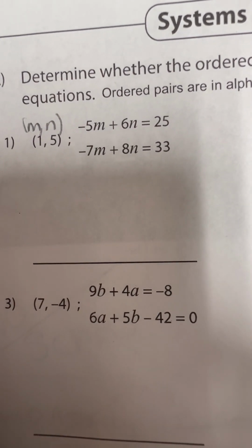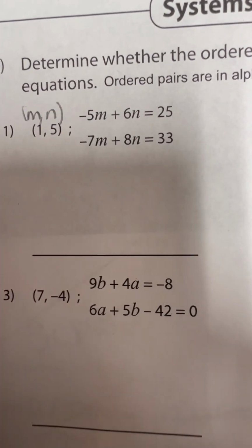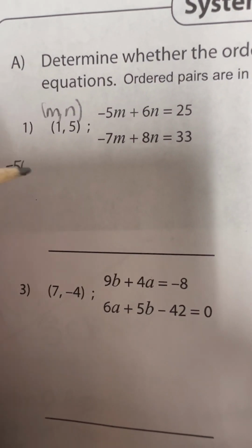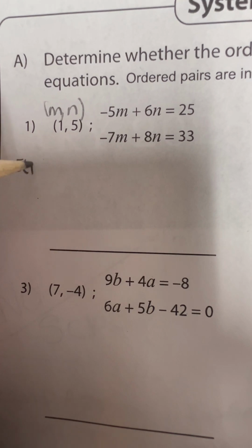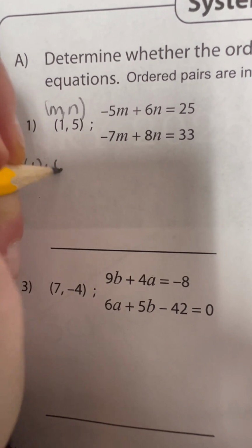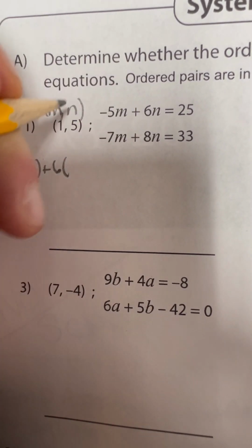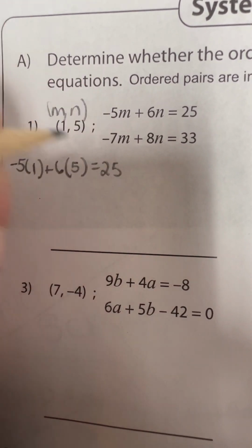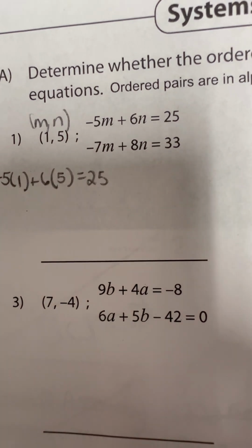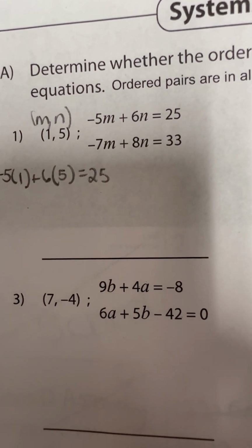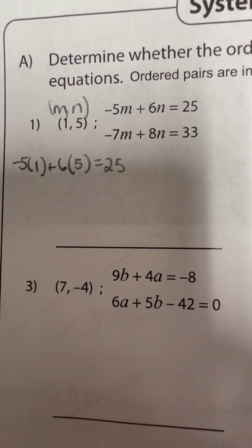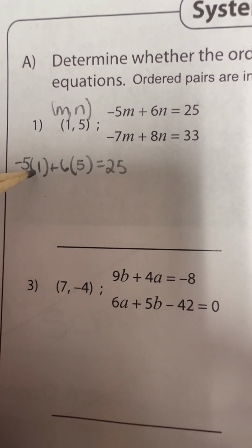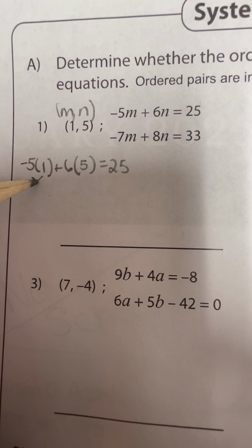So where you find them, you are going to take the equation, the first one. Let's start with the first one, -5, and then we're going to replace the M with a 1 because that's what we're saying that it is, plus 6, and then we're going to change that N in parentheses to a 5 because that's what it says that it is, and check to see if that works. If it doesn't work, it's not a solution. If this works for this one and doesn't work for the second one, then it's not a solution. It has to work for both equations. In a case where you're doing more than 2 equations, it has to work for all of the equations.